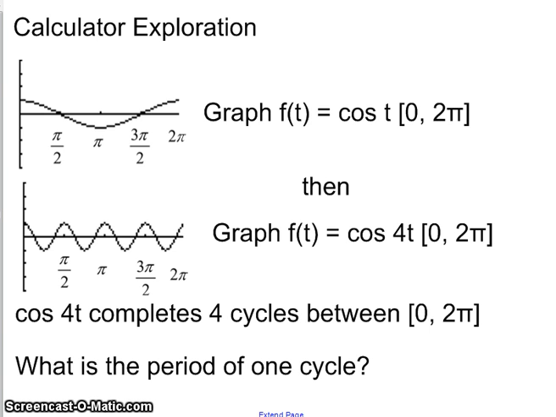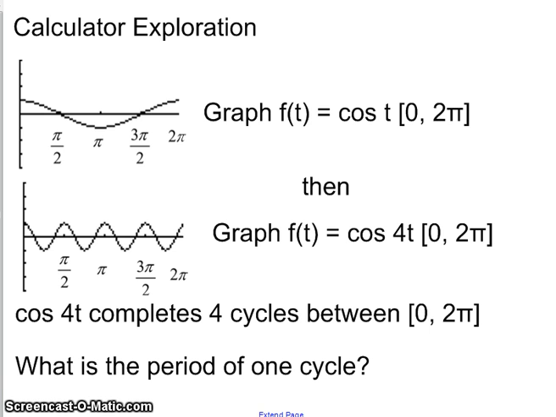Okay, so we've got the parent graph, f of t equals cosine t on the top graph. That's one cycle of the parent graph. And then we just took a look at what would happen if we graphed cosine of 4 times t. Looking at the picture, we notice that we've got 4 complete cycles over that same period. So we're taking a wave and we're compressing it. Okay? So let's look at the graph here.